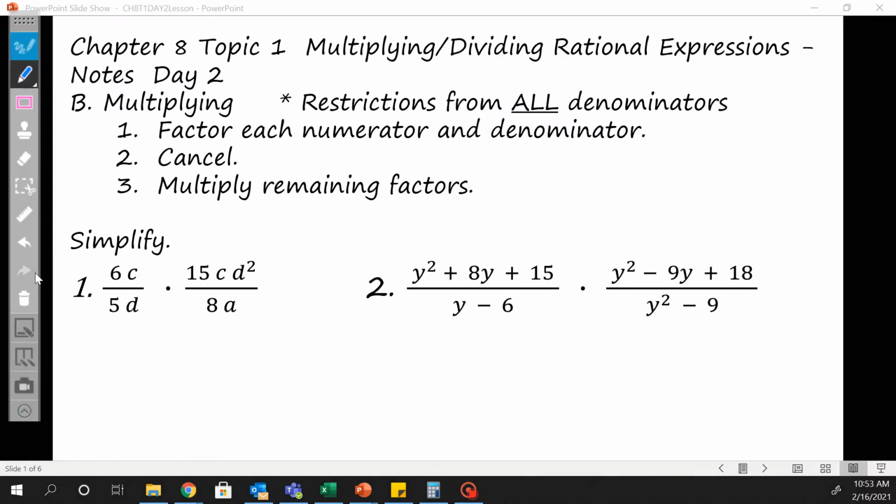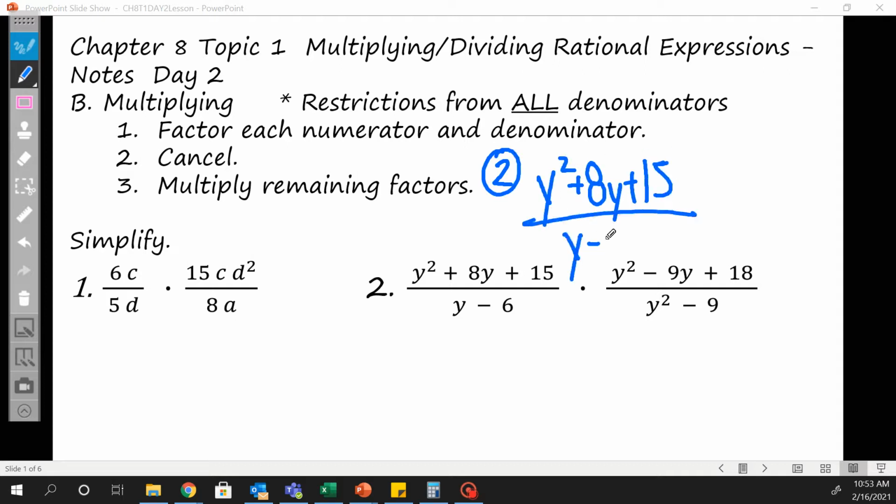It works in a similar way when the factors are a little bit more complicated, like number 2. So you've got y squared plus 8y plus 15 over y minus 6, times y squared minus 9y plus 18 over y squared minus 9.